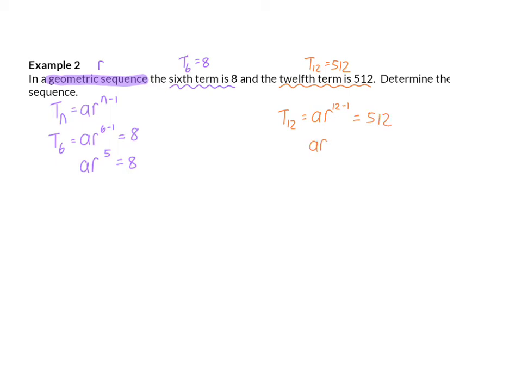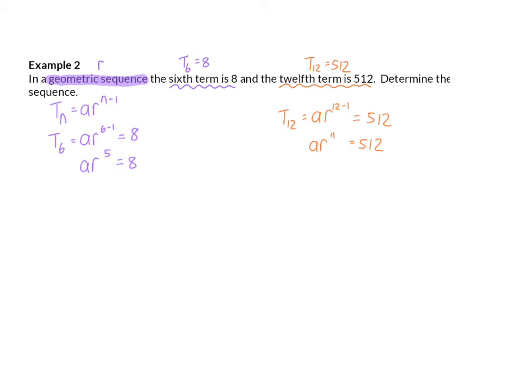Simplified, AR to the power of 11 is 512. They ask us to determine the sequence, and for that we need A and R. So we have two equations, and once again we are going to do simultaneous equations. In this case, the variables are being multiplied to each other, and then I prefer to use elimination.